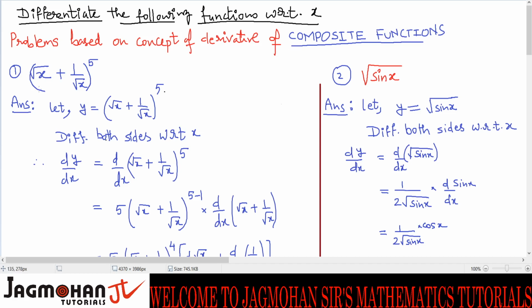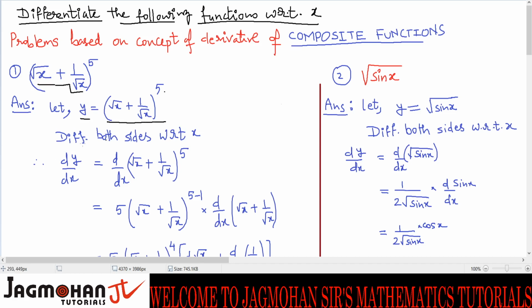So let's begin. The first question you all can see is the square root of x plus 1 upon root of x, inside a bracket and raised to 5. This function we need to differentiate. It is root of x plus 1 upon root of x, the whole raised to 5. So the first thing is I will write the given function as equal to y.